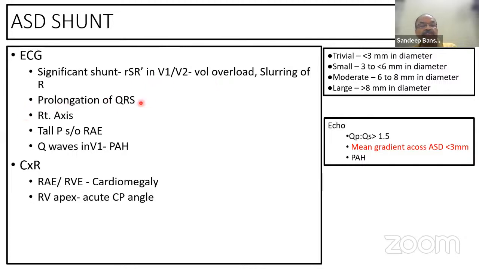There is a prolongation of QRS, and right axis deviation because RA and RV are enlarging. The tall P wave is again suggestive of right atrial enlargement. And when pulmonary arterial hypertension starts to set in, there is an appearance of Q waves in V1. The chest X-ray shows right atrial enlargement, which we see in the AP view.